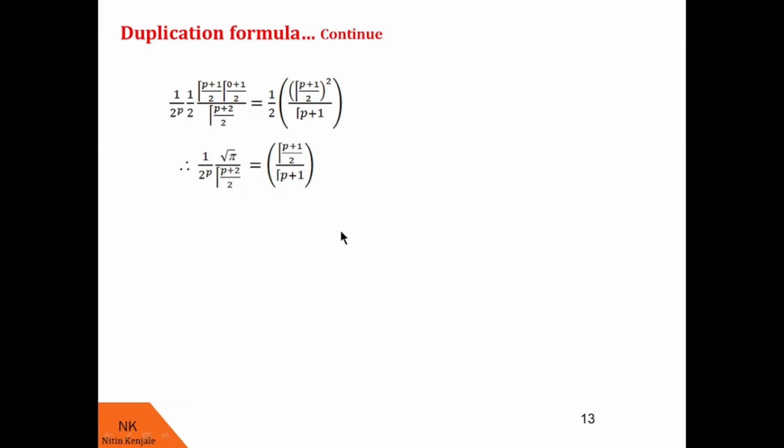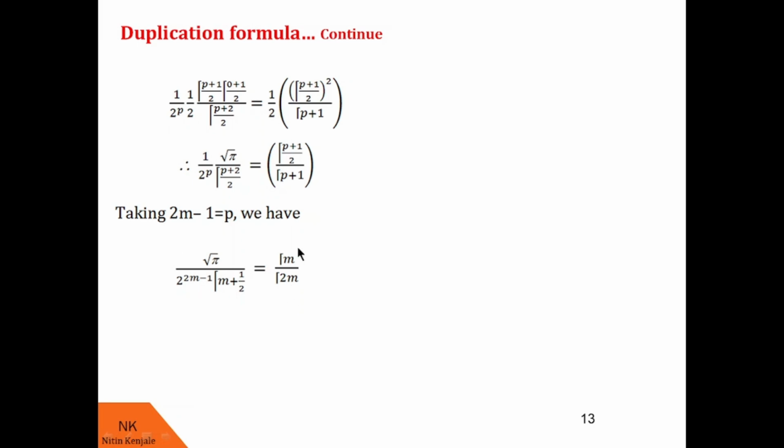Now remember our substitution in one of the properties of beta function, that was 2m minus 1 is equal to p. So here after substituting p is equal to 2m minus 1, we can have root pi upon 2 raised to 2m minus 1 upon gamma m plus half is equal to gamma m upon gamma 2m. You can pause the video and check this calculation.